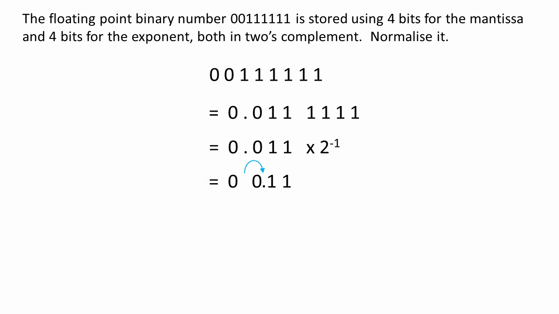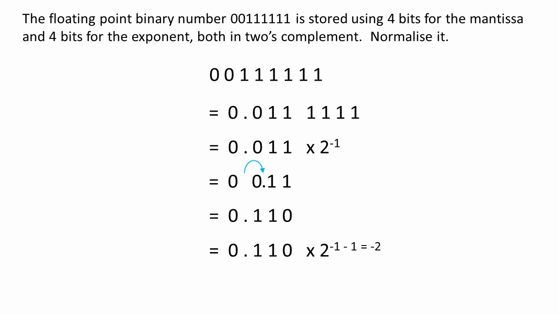Reposition the point to the immediate left of the leftmost 1. You want the mantissa to start with 0, 1. Get rid of any meaningless zeros on the left-hand side and pad out the right-hand side of the mantissa so you have 4 bits. Calculate a new value for the exponent.